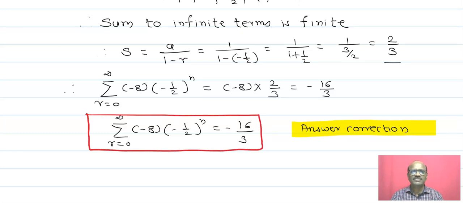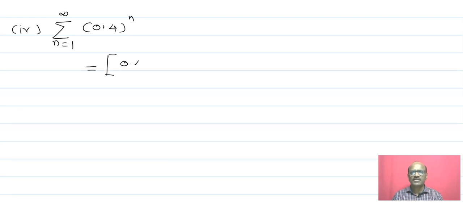Now the next one is the fourth one. Summation n equals 1 to infinity of (0.4) raised to n, that is 0.4, (0.4) squared, (0.4) cubed, and in this way.